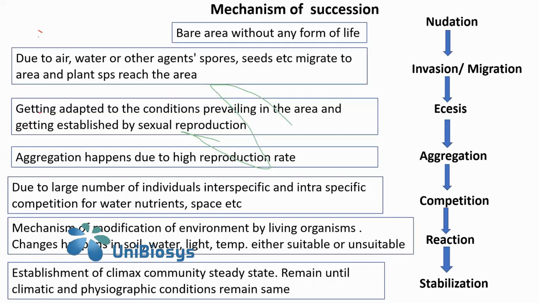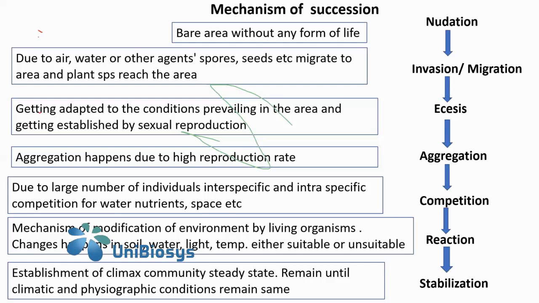So in population ecology, as we said, once they start reproducing and reproducing, a lot of individuals will be there, and definitely they get aggregated. Aggregation happens due to a high reproduction rate. So aggregation happened. So what is next?